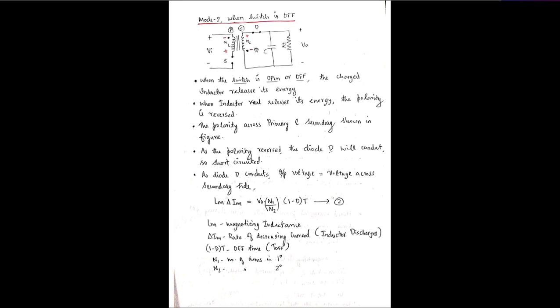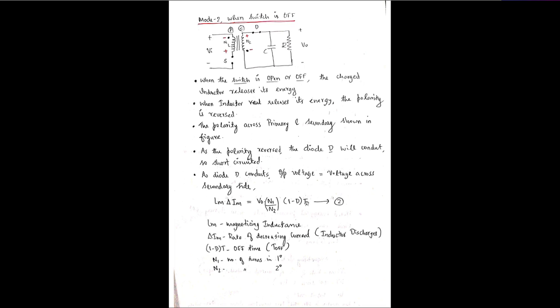So what will be the voltage across the secondary side? It will be Lm into delta ILm, which is equal to the voltage across the secondary side when we are looking from the primary side, V0 into N1 divided by N2, into 1 minus D into T. This is for when the switch is off, which is 1 minus D into T. This is the off time. T off means 1 minus D into T.